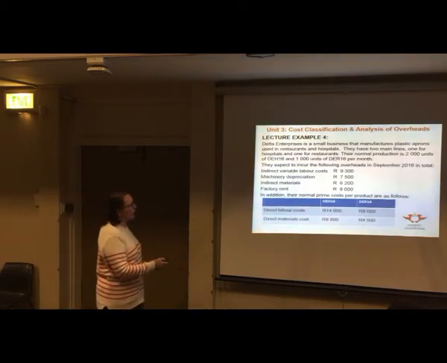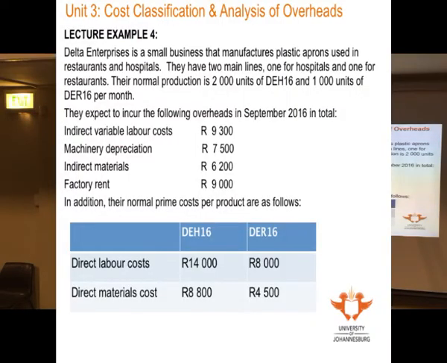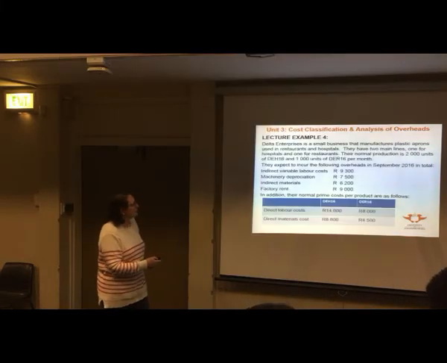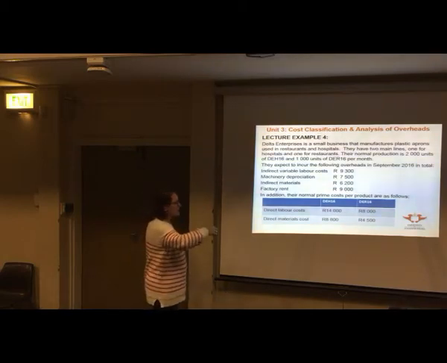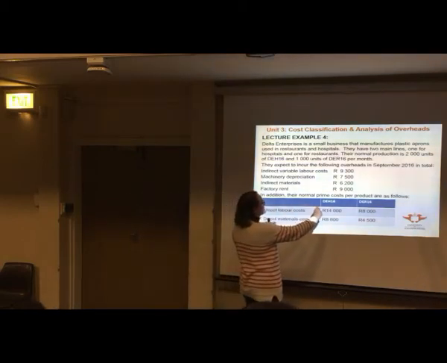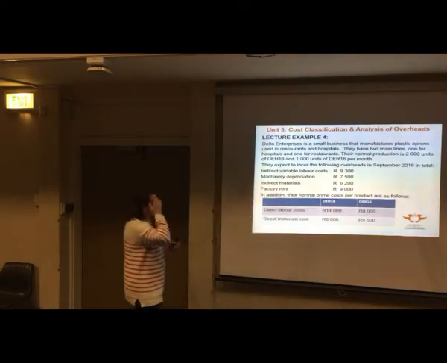So, normal production, remember that the cost drivers are based on normal production. That's the production we anticipate or plan or budget to make. So, we plan to make 2,000 units of DEH and 1,000 units of DER. So that's the first thing you must know, is on top of your DEH, put 2,000 units, and on top of your DER, put 1,000 units, so that you don't get confused, okay?